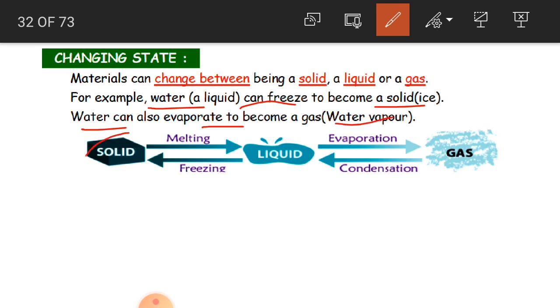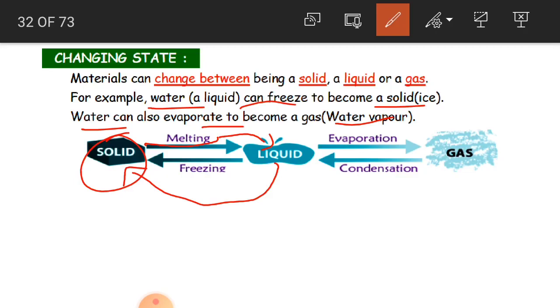So a solid, by melting, is going to become a liquid, and the liquid, by freezing, is going to become a solid. These words and terms you have to remember: melting, freezing, evaporation, condensation.